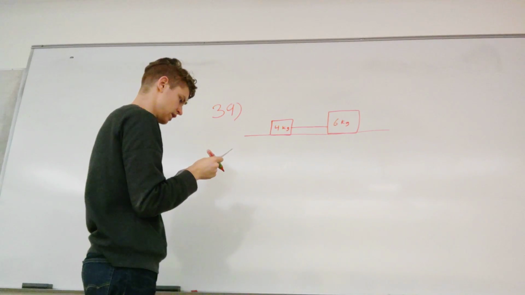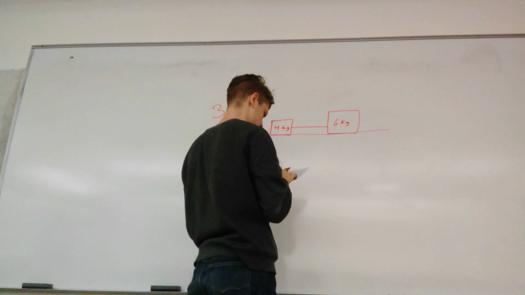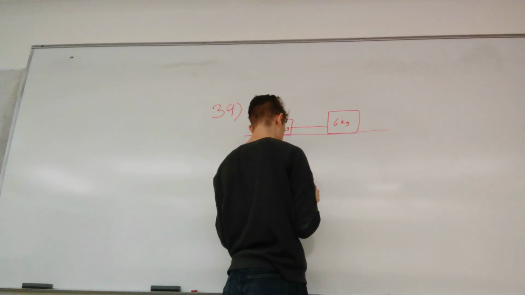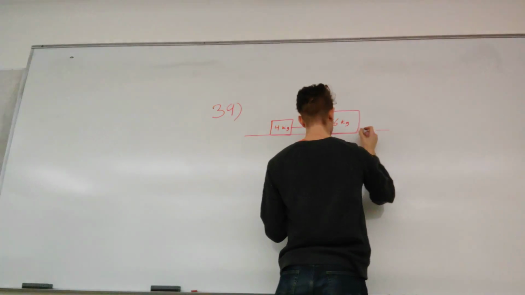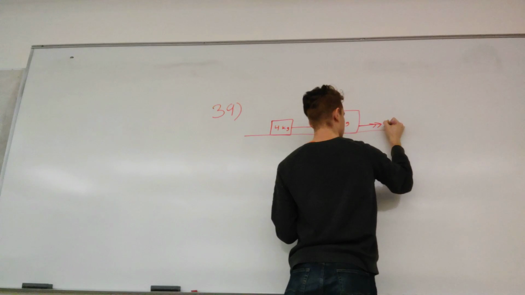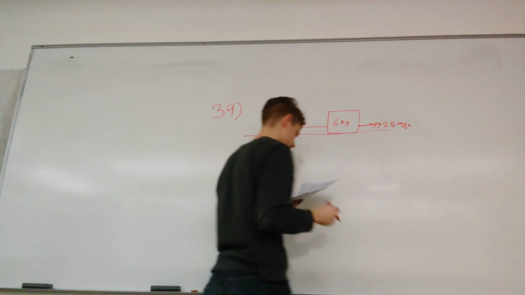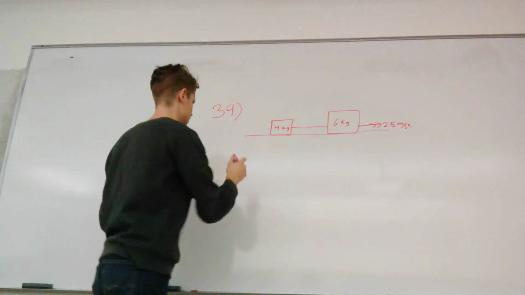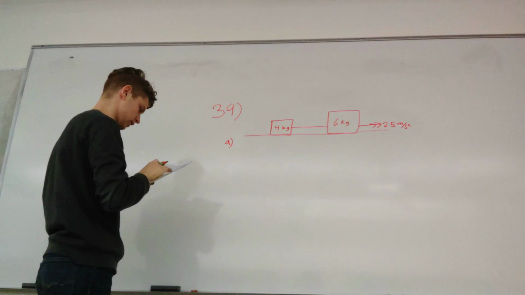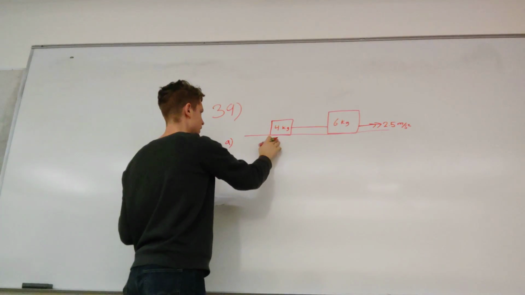And then someone pulls the 6 kilogram crate, so the big one here, horizontally with an acceleration of 2.5 meters per second. All right, and then it wants us to find out what is the acceleration of the 4 kilogram crate.